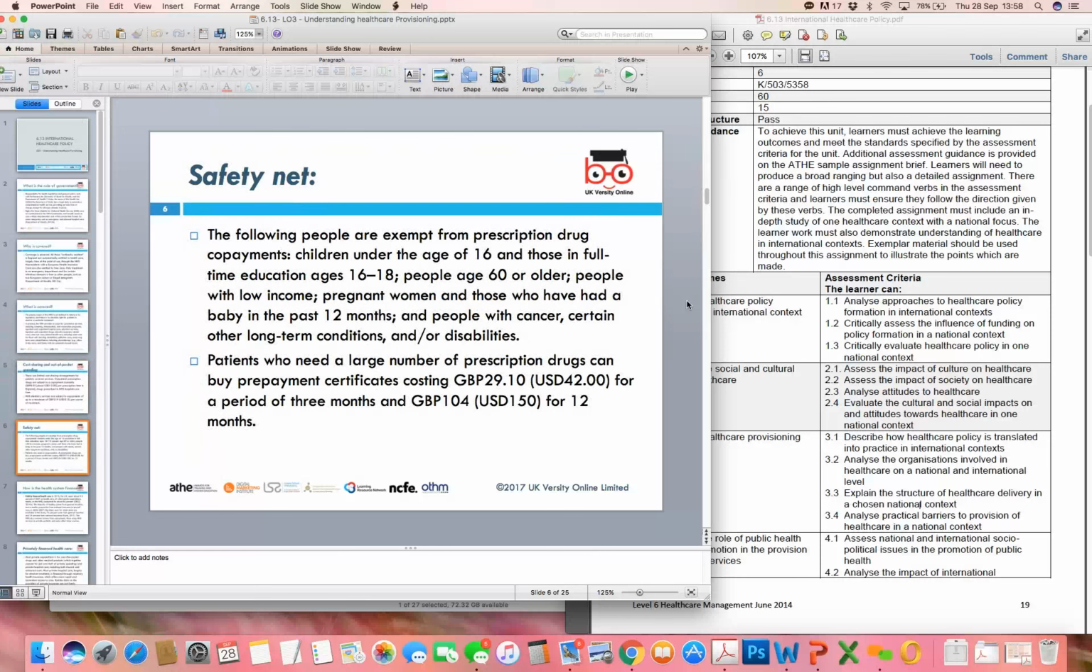Now, the government also created in their policy, when we look at healthcare provision, something called a safety net. A safety net was a provision created for people wherein if they are under a certain age or over a certain age and are declared as a pensioner or as retired, then in those cases they will be able to get services absolutely free of charge. So in those cases, the charges are waived. For example, children under the age of 16, and people in full-time education between 16 and 18, and people who are older than the age of 62, or in this case the retirement age, have services given free of cost.